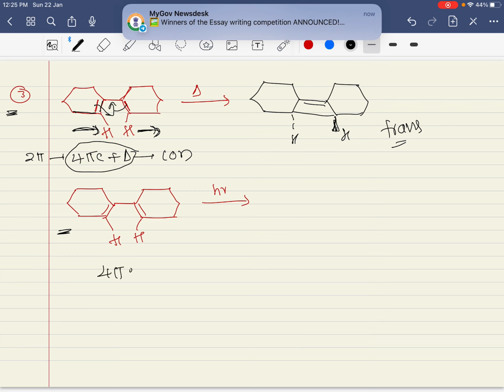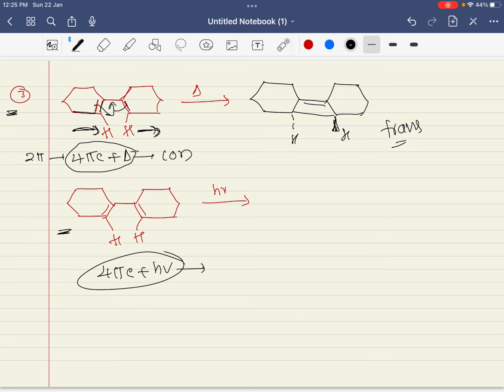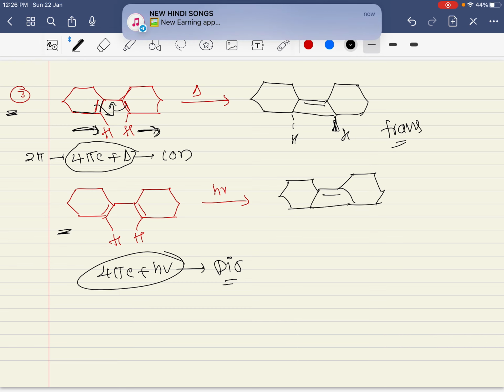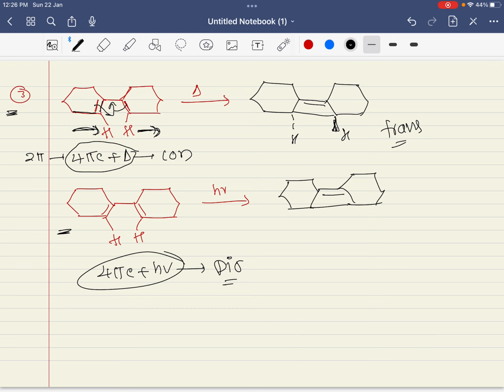Again the same system we are using here, but the condition I am changing. 4n pi electron system plus photochemical condition. You know that this combination means you have to do the disrotatory. So first I will write the basic product. This will be the product here. Only the change is stereochemistry.